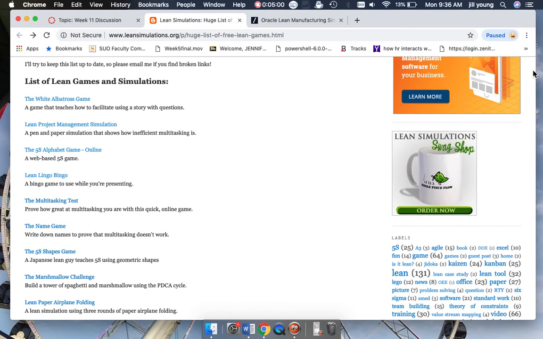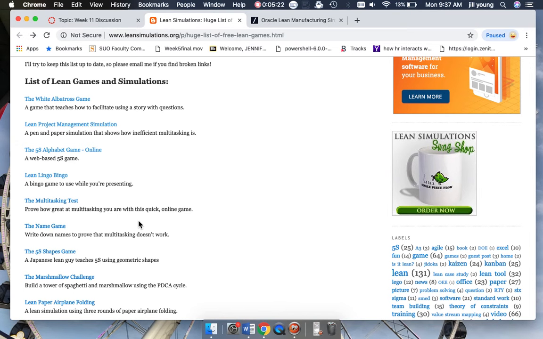different concepts that we've learned, and you're basically talking about that in practice as you do one of these simulations. If you're going to do the multitasking test, then you're going to talk about how that relates back to our lean concepts and what we've learned.